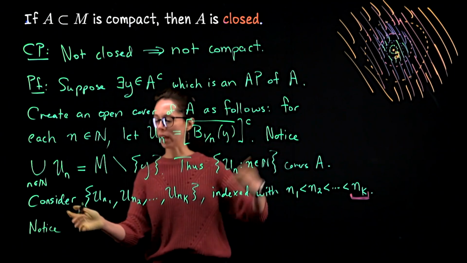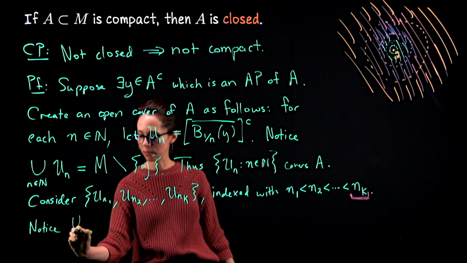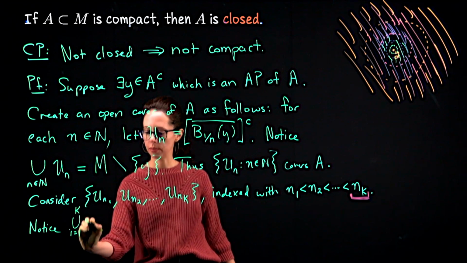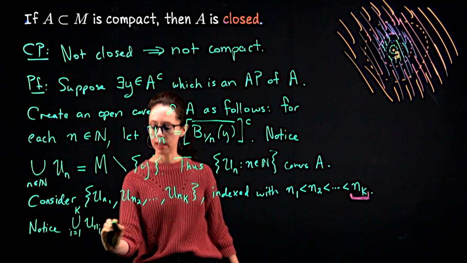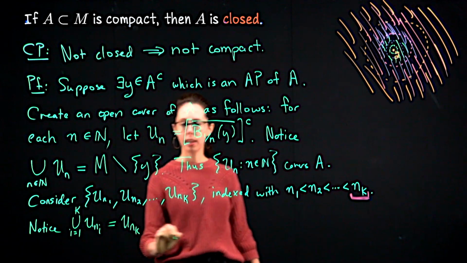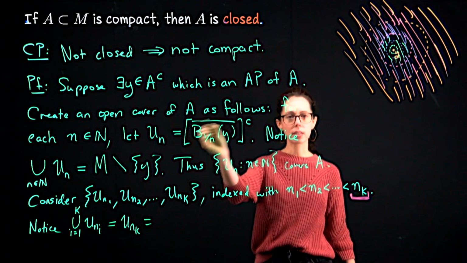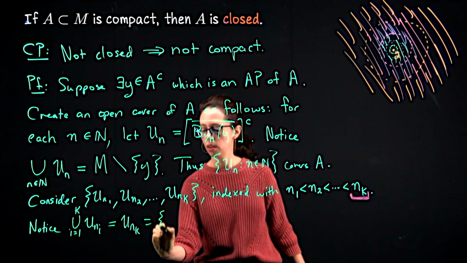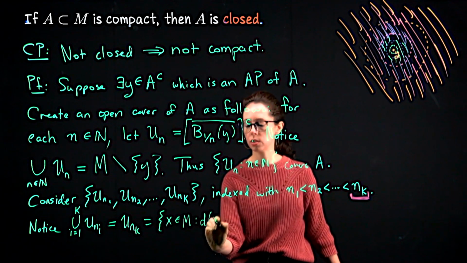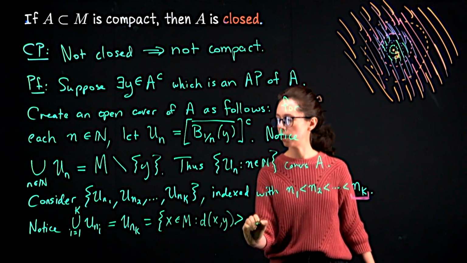Notice, again, the reader is having to do a lot of noticing here, but I think I'm communicating it out loud. So notice that the union from i equals 1 through capital K of U sub ni is actually just U sub nk. And maybe I'll write that out now using the other way to describe this exterior neighborhood. So that is all of the points in the metric space whose distance to y is greater than 1 over n sub k.